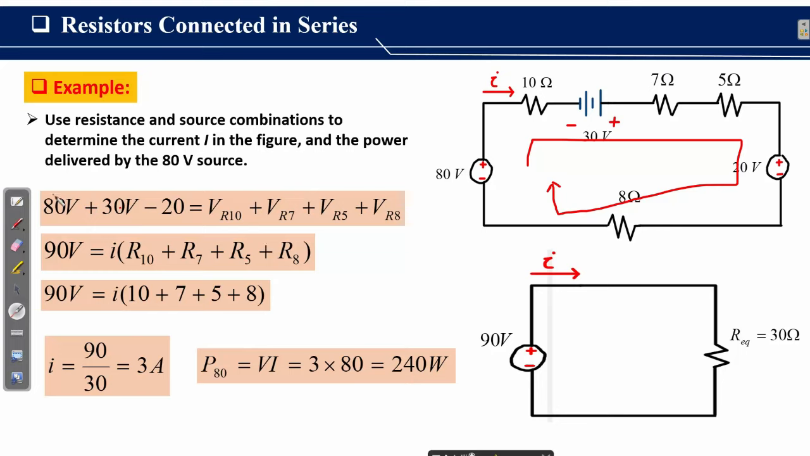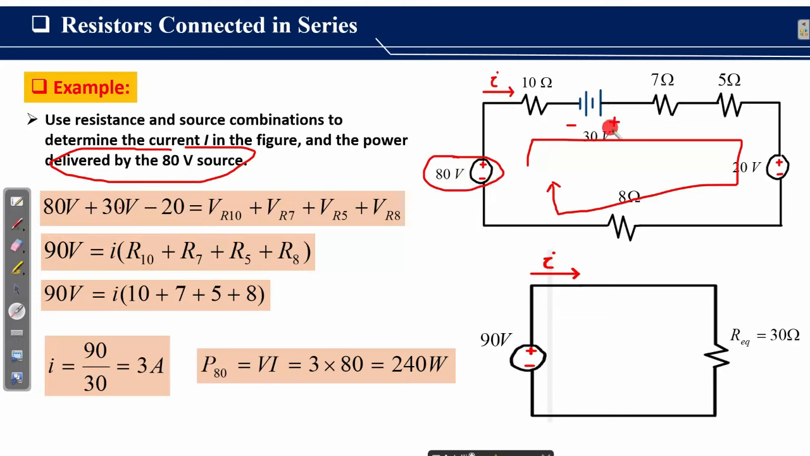The second part of this question was to find the power delivered by this 80 volt source. The power delivered by this 80 volt source can be shown by this expression. P80 is equal to VI, 3 into 80 is equal to 240 watts. So the power delivered by this 80 volt source is 240 watt.